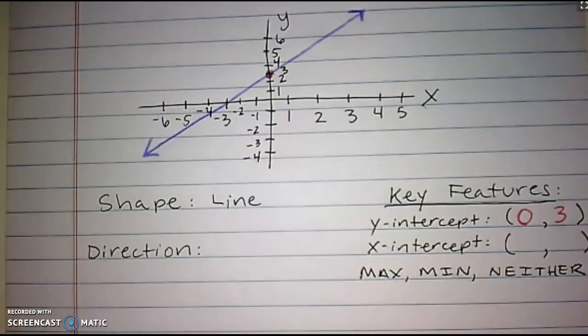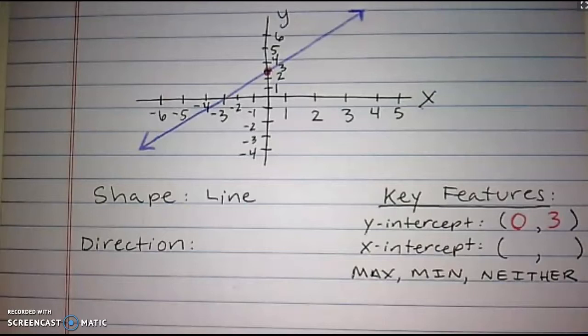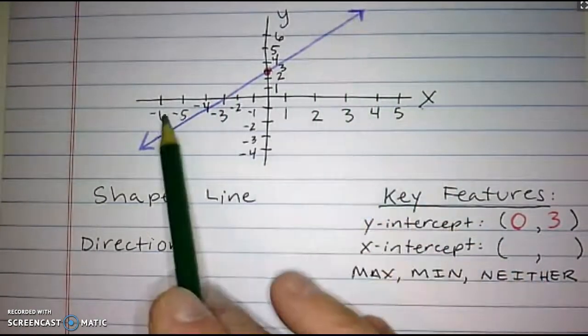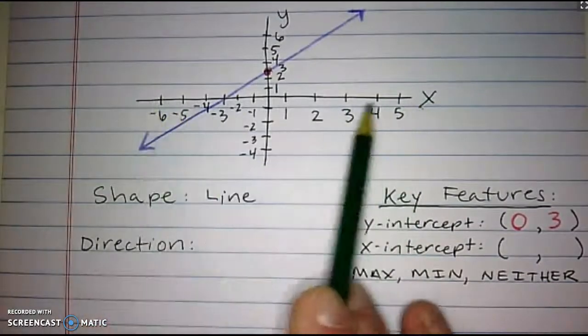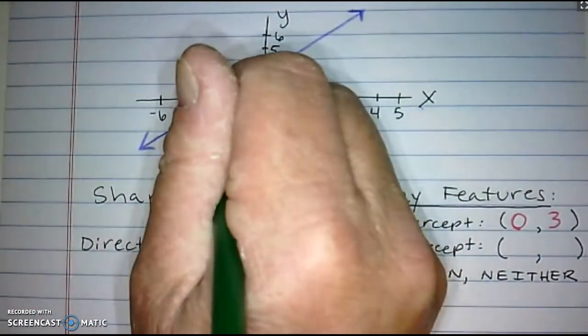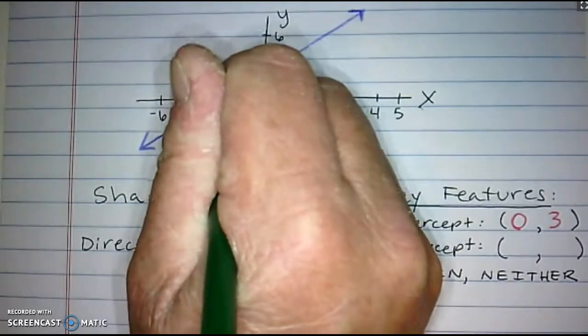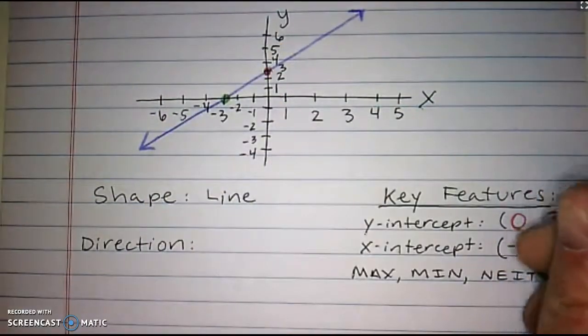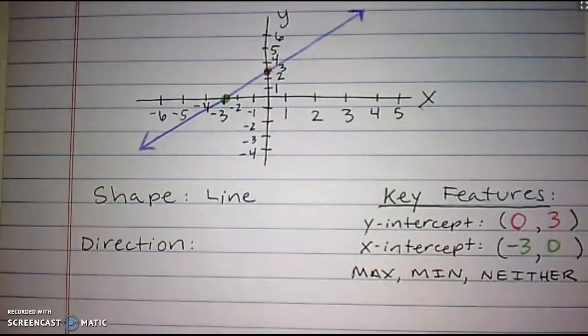I could also say that this line crosses the x-axis at a point as well. If I look at this line again, I just want to figure out where it crosses the x-axis. If I look at this, it would cross right here at (-3, 0).